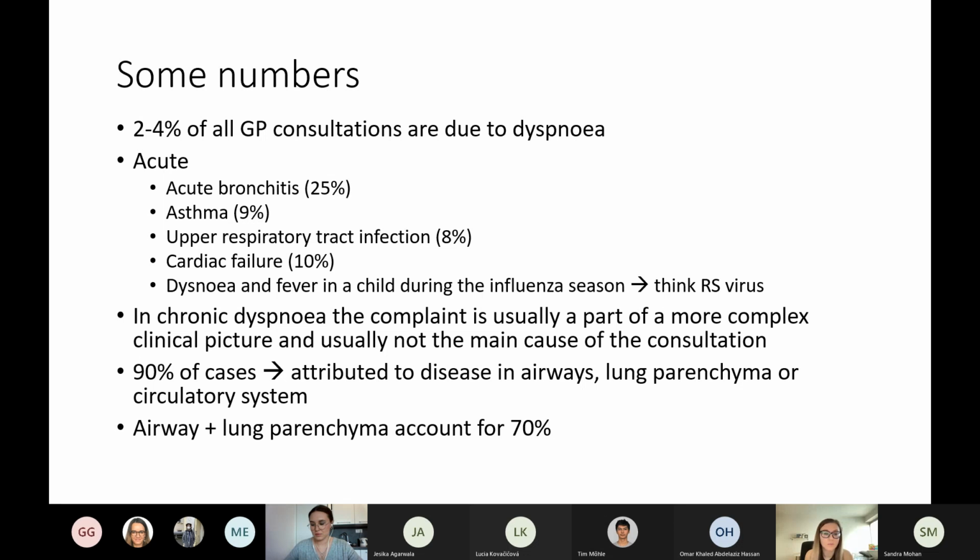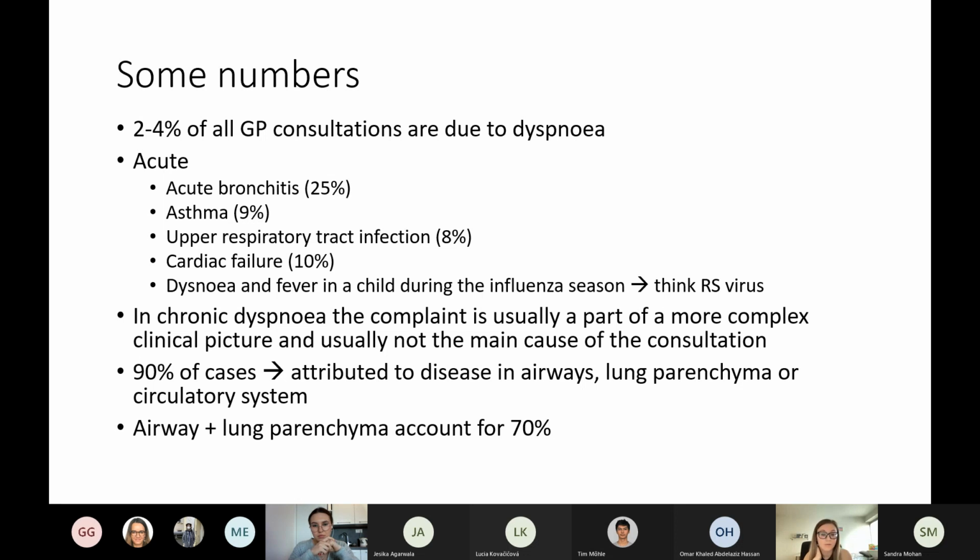Okay, so here are some numbers for you. 2 to 4% of all GP consultations are due to dyspnea. Now we're going to give you some numbers of common things that you would see if you were a GP. In acute cases, you could have acute bronchitis, which is 25% of the time, asthma 9%, upper respiratory tract infection 8%, and cardiac failure 10%.